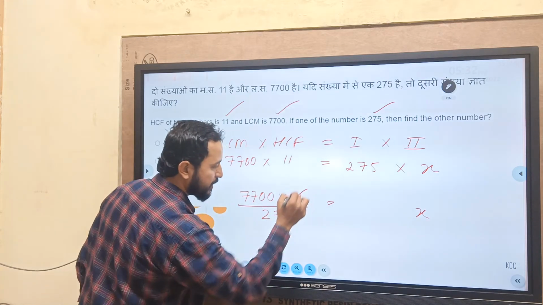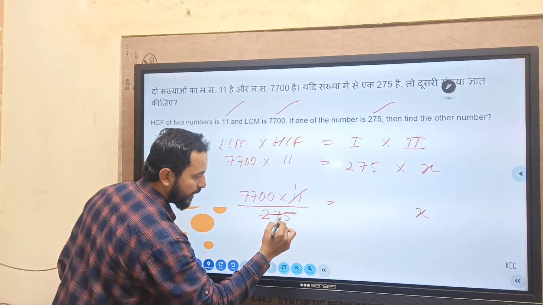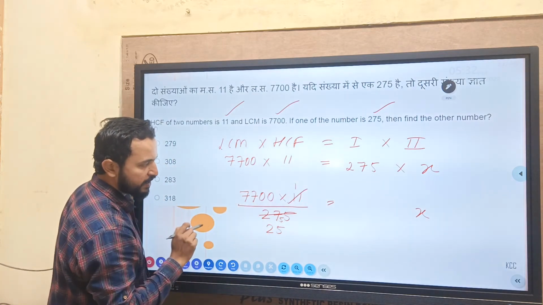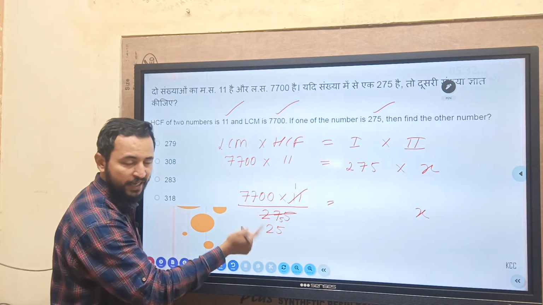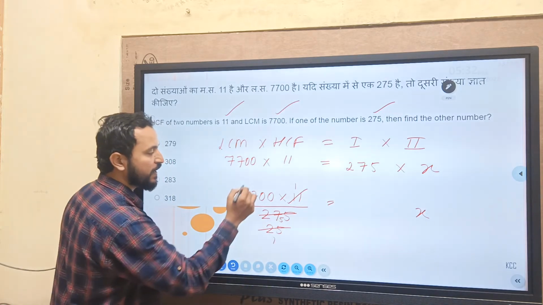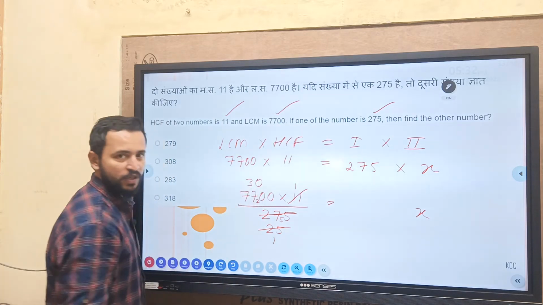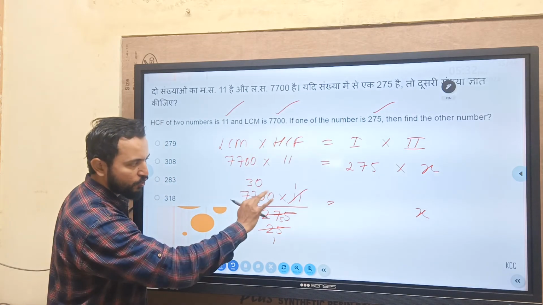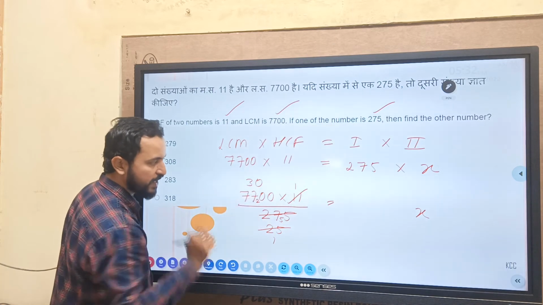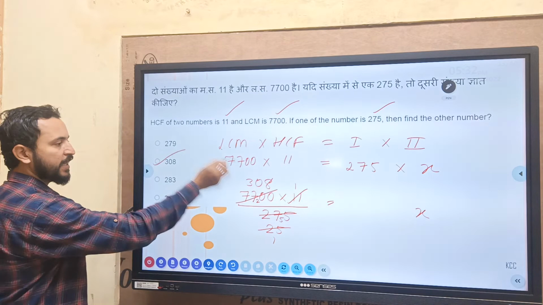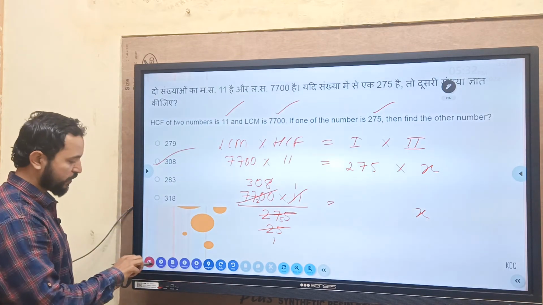11 ones are 11, 11 twos are 22, 5 remainder, 11 5s are 55. Then with the 5 table you can cut, or else directly if you know the 25 table, 25 ones are 25, 25 3s are 75, 25 zeros are compulsory, you should write. 25 8s are 200. 308 is the answer for this question.